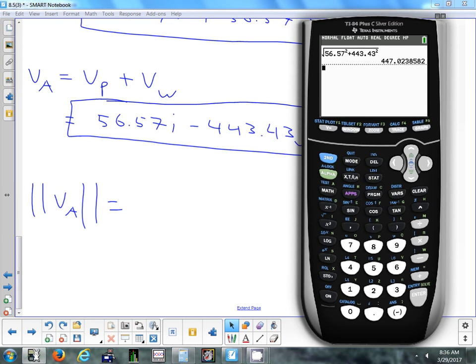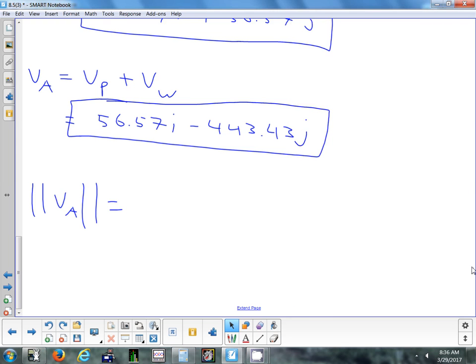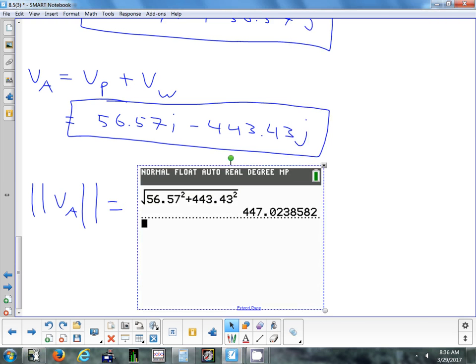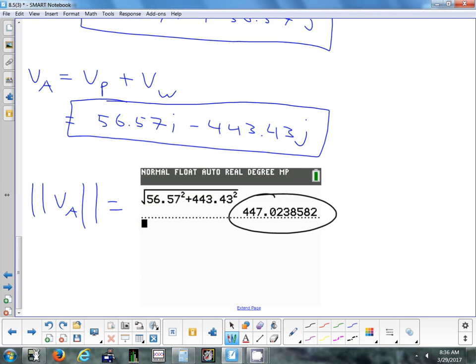Seems a little off, but we typed everything in right. You don't need parentheses around that because there's no order of operations. The exponent will be fine. Okay. So there's your ground speed.